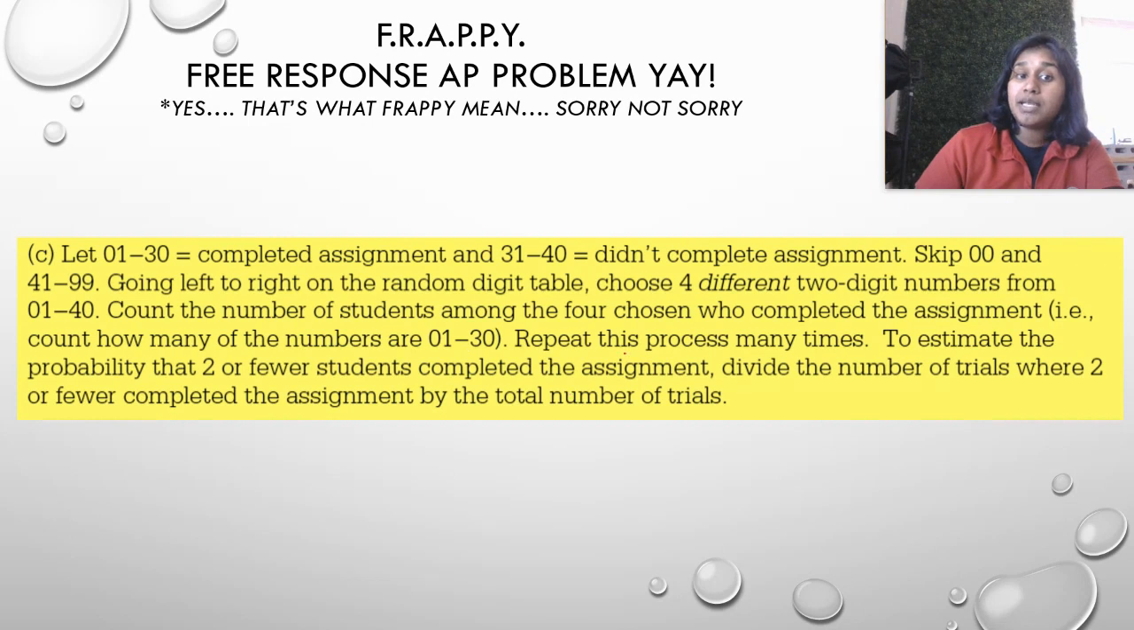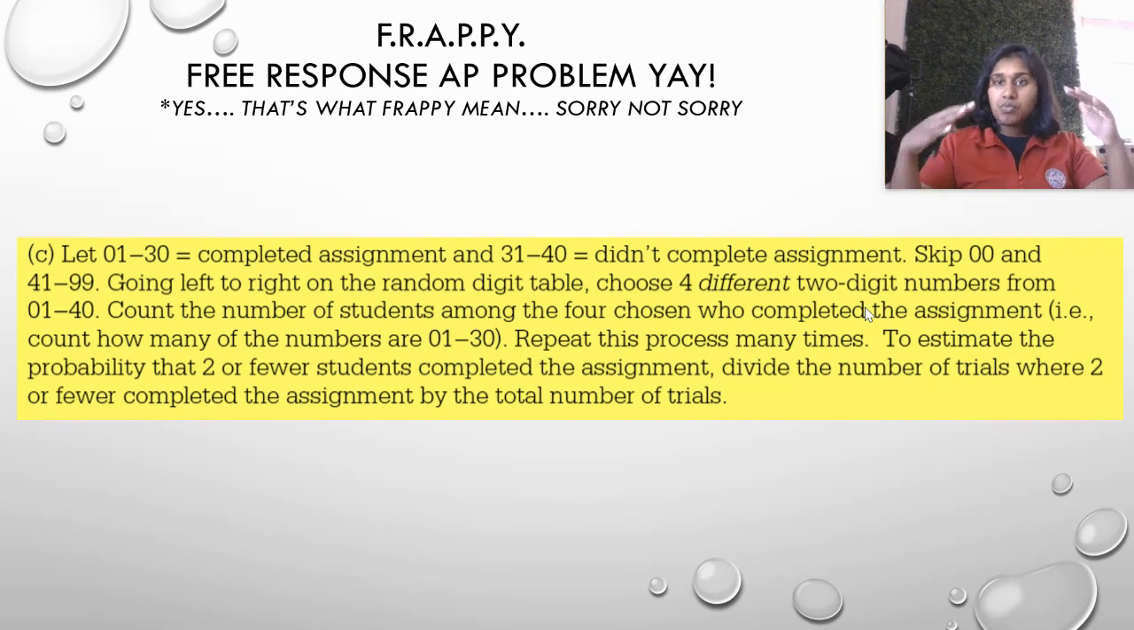This is an important statement because if you're not repeating this process many times, then are you really creating a design experiment? Just estimate the probability that 2 or fewer students completed the assignment. Divide the number of trials where 2 or fewer completed the assignment by the total number of trials. Seems like a lot of work, but really, if you think this through, they're just in a paragraph, setting up how you would have walked this through.